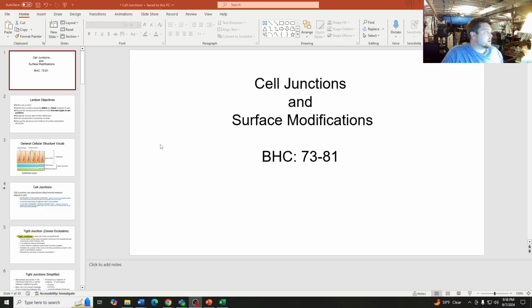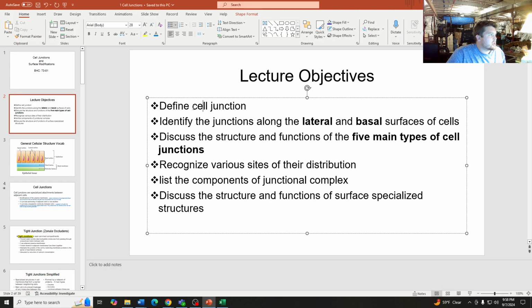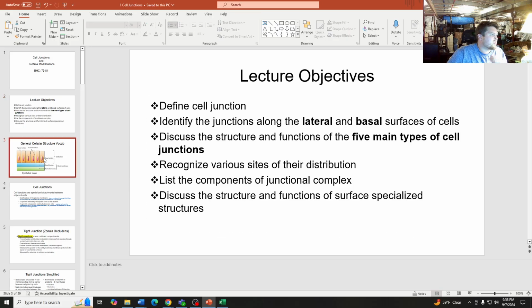This is still going to be the first week's chunk of material. We're talking about these cell junctions and surface modifications. So we're going to go over defining the cell junctions, talking about which junctions are on the lateral versus the basal surfaces of the cell, the 5 main types of cell junctions, various sites of their distribution, components of the junctional complex, as well as the structure and function of some of those surface specialized structures.